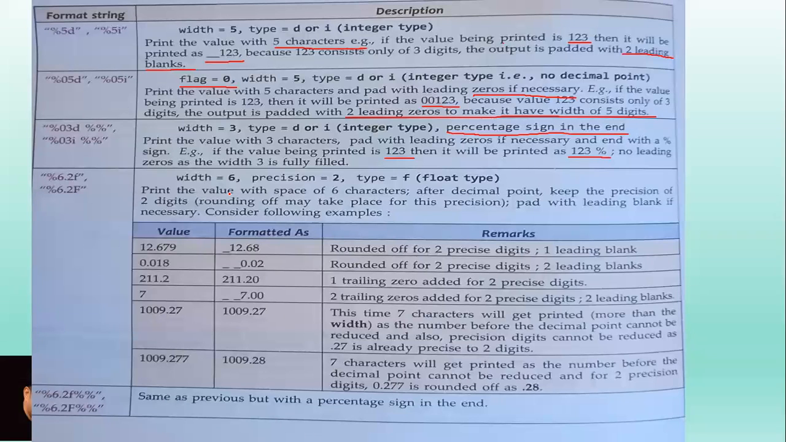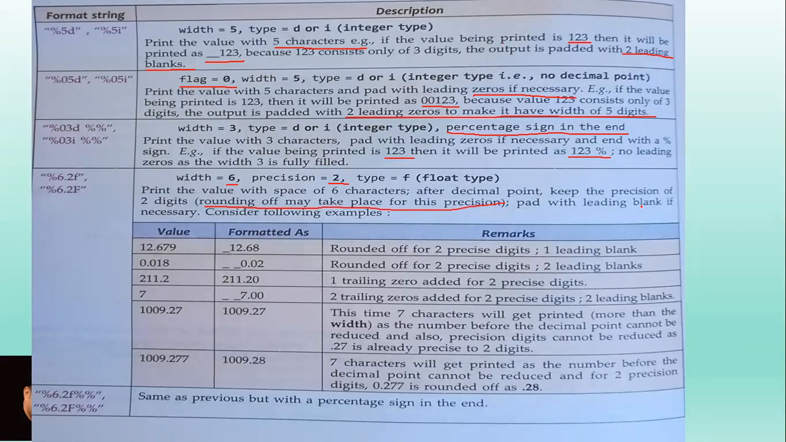In this case, width is 6, precision is 2. Precision means how many digits after the decimal point you want to have. That is called precision. So print the value with a space of 6 characters. After the decimal point, keep the precision of 2 digits. That is, it will round off the values. Definitely, rounding off will be there for this precision.